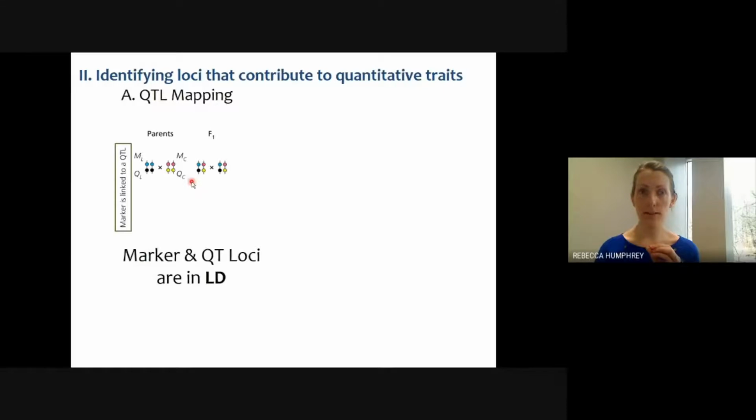I'm pausing so you can think about linkage disequilibrium. Maybe you're pausing yourself and looking back in your notes. What does that mean again?